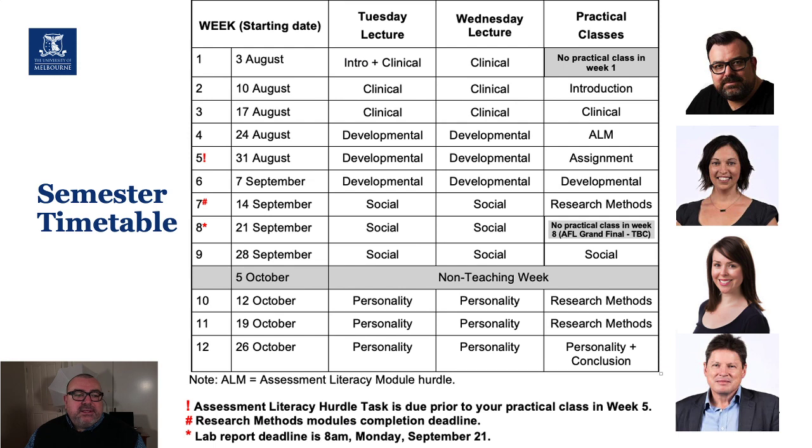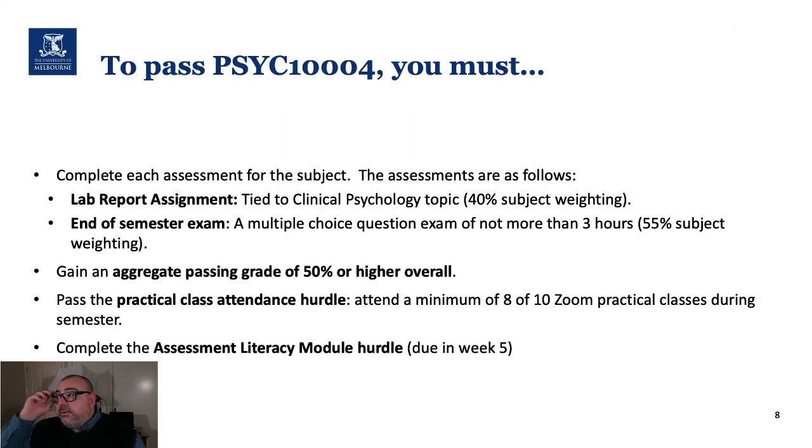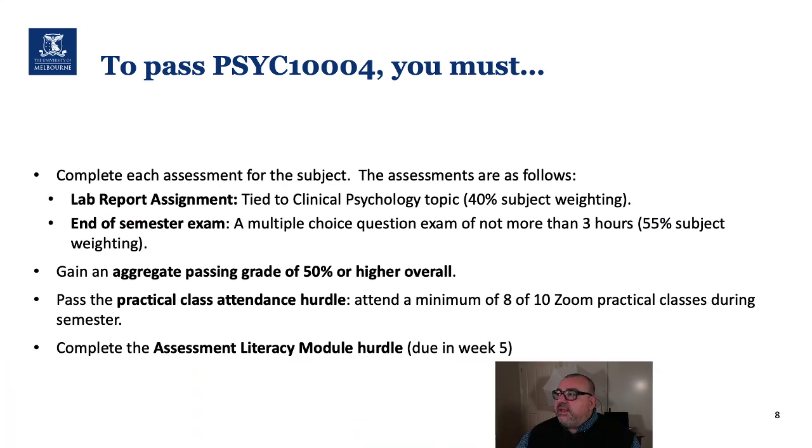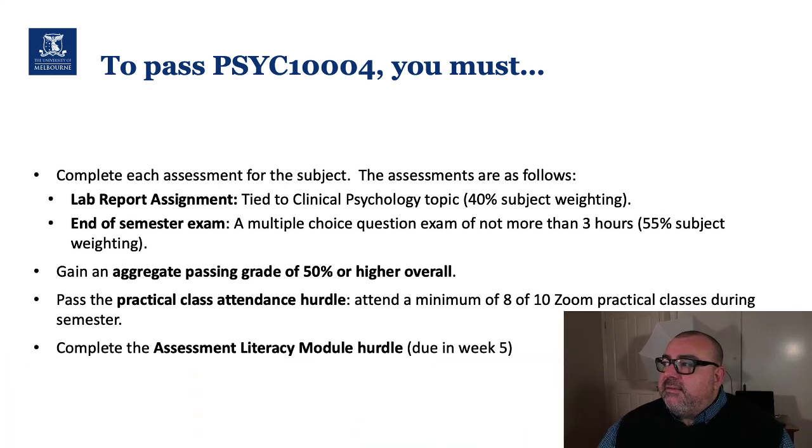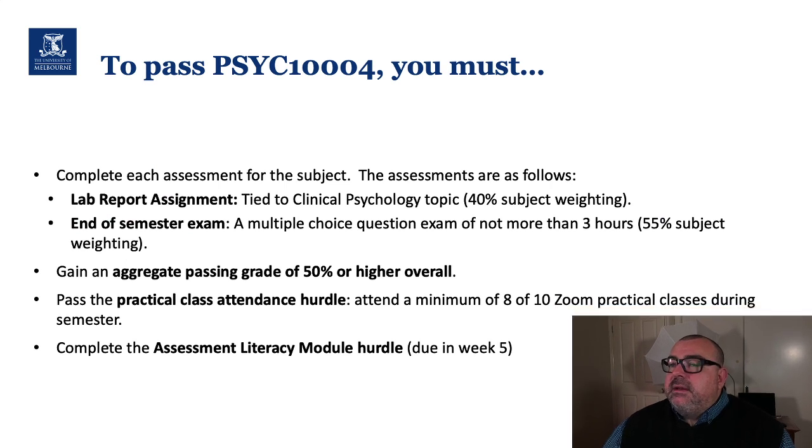So I started talking about the assessment literacy module and what you have to do in order to pass the subject. And that's true. There are certain things that you need to do. And here they are. So to pass the subject, to pass Mind, Brain and Behaviour 2, Psych 10004, you need to complete the written assignment. And there's just one assignment. So one assignment, it's worth... Yes, 40% of your marks.